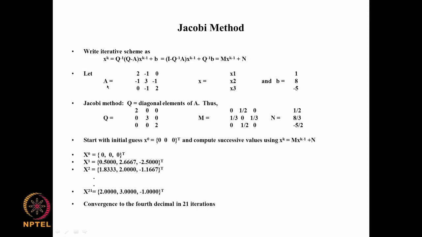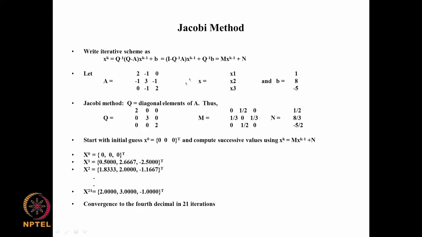So, if for example A is given by these three rows: 2, minus 1, 0; minus 1, 3, minus 1; 0, minus 1, 2, and x is x1, x2, x3, and b is 1, 8, minus 5, then Q is the 3 diagonal elements. So, that is 2, 3, 2 and all the others are 0, and now you can take Q inverse and multiply by A and subtract from the identity matrix, and then you can show that M is given by this, with 1 by 2, 1 by 3, 1 by 3, 1 by 2, and N is this. So, now you know M here and N here.